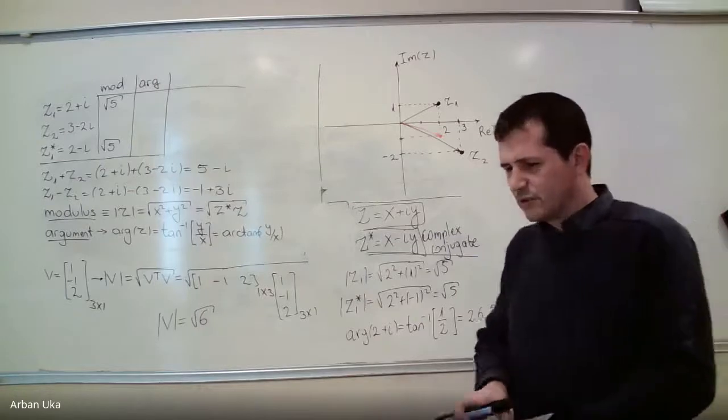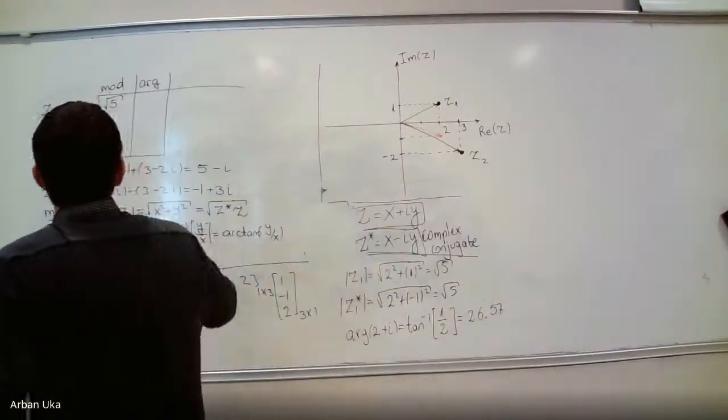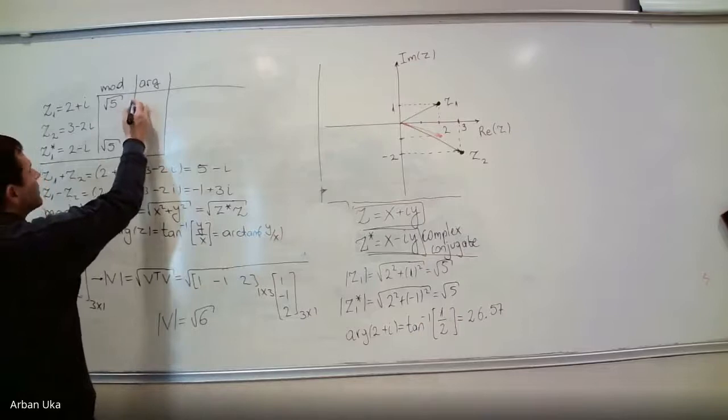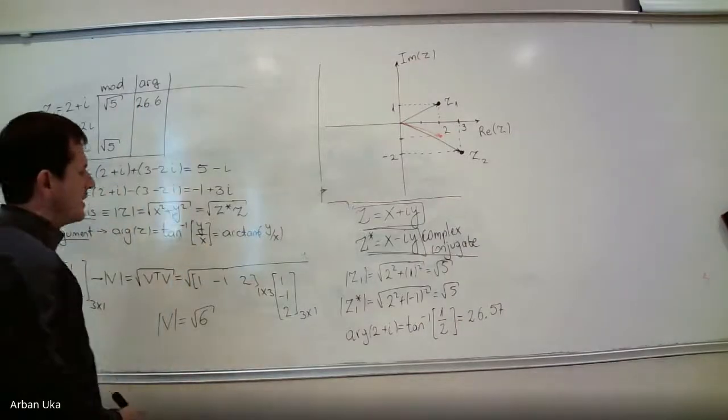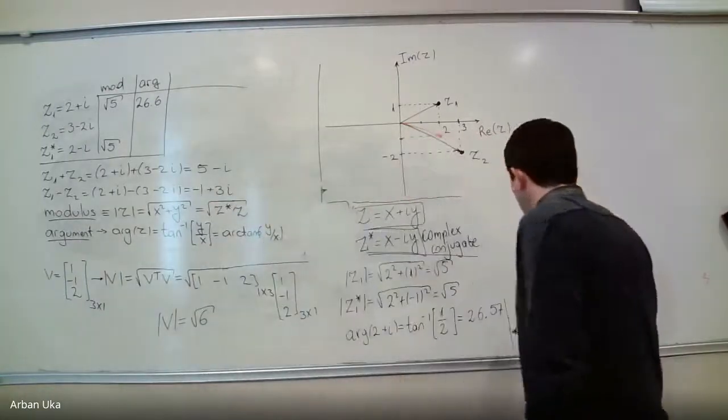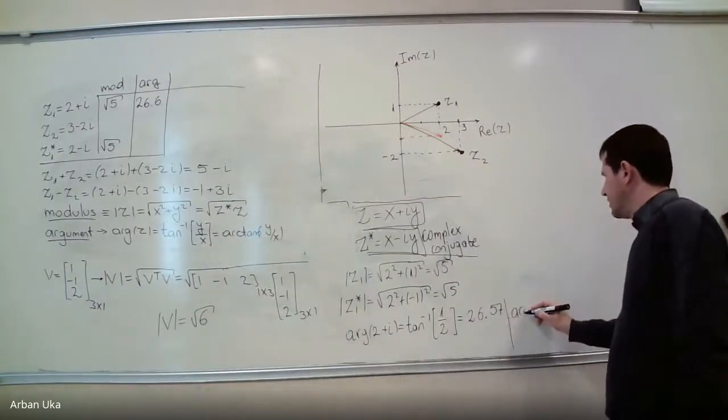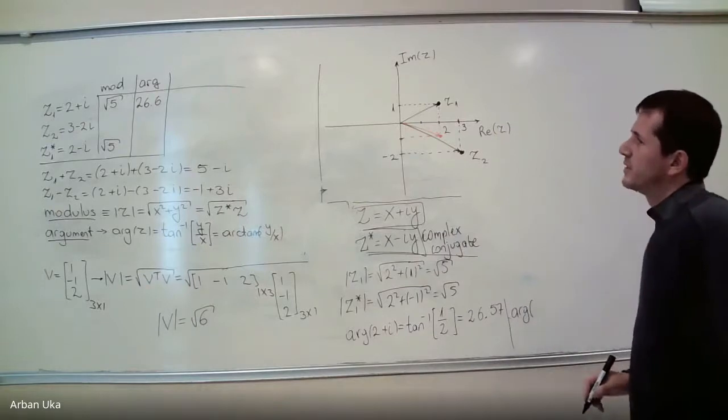26.57. Okay, so let's write it here. So this is 26.6. Let's write it like this. And then let's see what is the argument of the number 3 minus 2i.